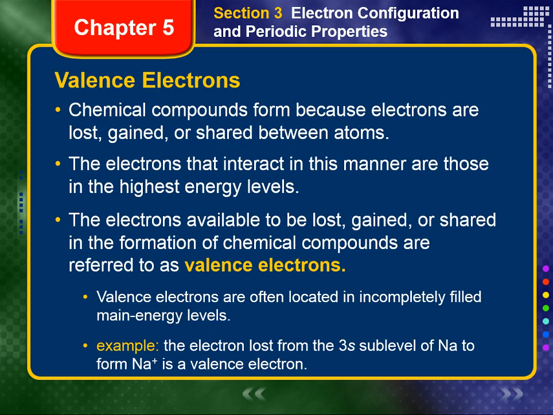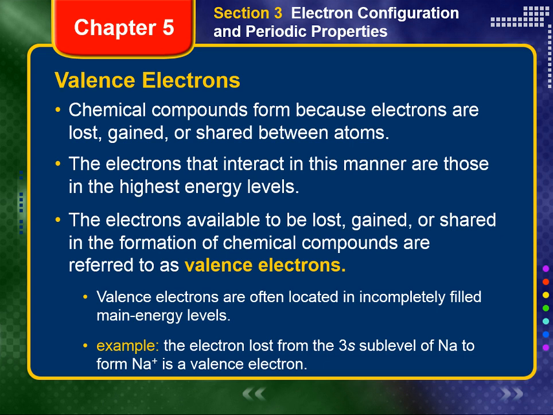Chapter 5, Section 3, Valence electrons. Chemical compounds form because electrons are lost, gained, or shared between the atoms. The electrons that interact in this manner are those in the highest energy levels. These are the electrons most subject to the influence of nearby atoms or ions.